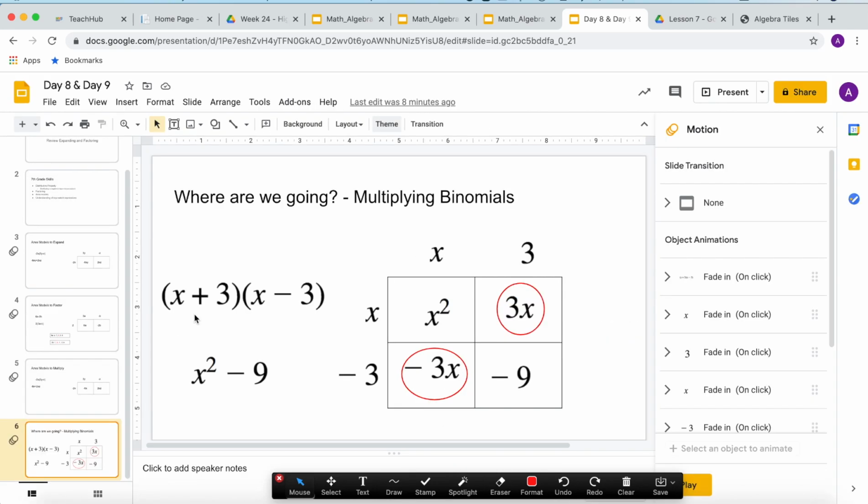So in summary, it is really important for students to have an understanding of the distributive property and using models such as the area model to both distribute and factor so that they can be successful in future lessons within the quadratics unit. Okay, thank you.